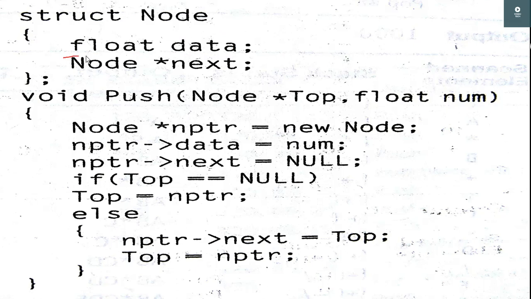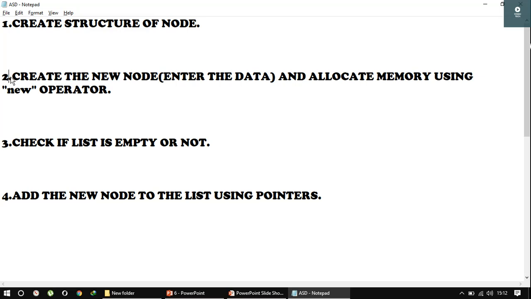Second thing is the link part. Here we'll have one pointer and this pointer name is next. Now understand one thing, that this pointer type will be same as the structure name. So here you can see node is the type of this pointer and this is same as the structure name. Now after doing this, we'll see the second step. The second step says that create a new node, enter data inside the node and then allocate memory using the new operator.